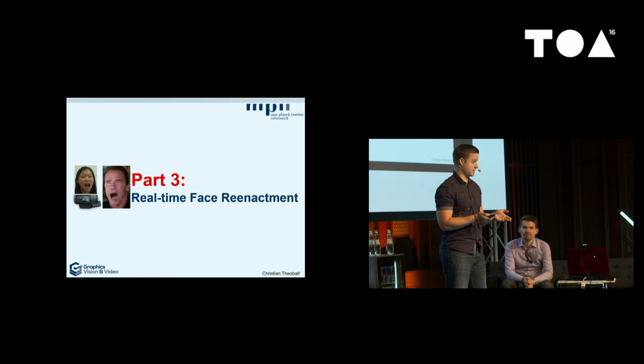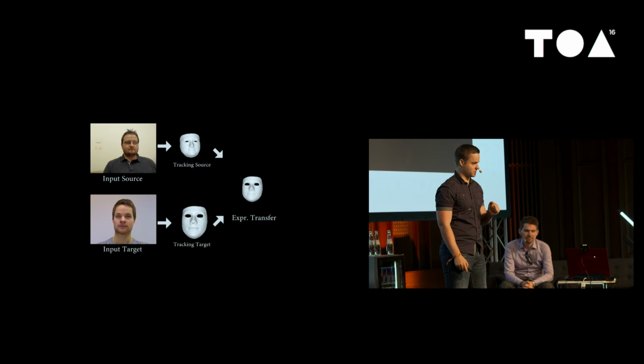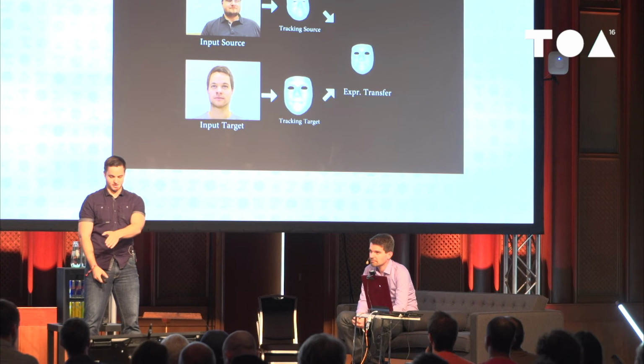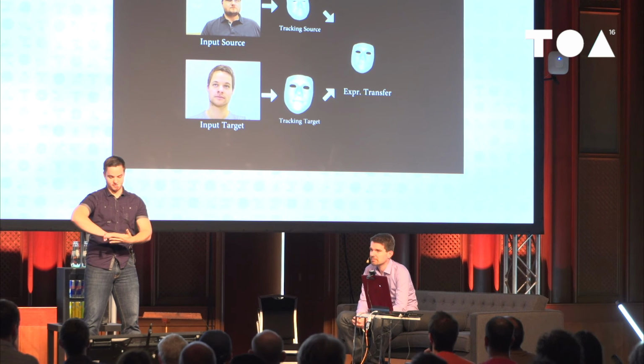Now let's have a look at reenactment. Here it's a bit different. We have two input videos. We have a source video and a target video. And we reconstruct both of them using the approach I presented. So we get the 3D geometry. And now we can copy the facial expressions from source to target. You see that on the right. And afterwards overlay it back on top of the target video.